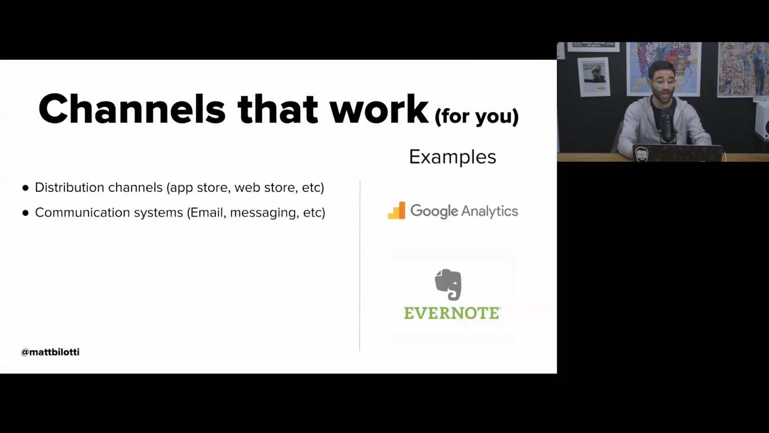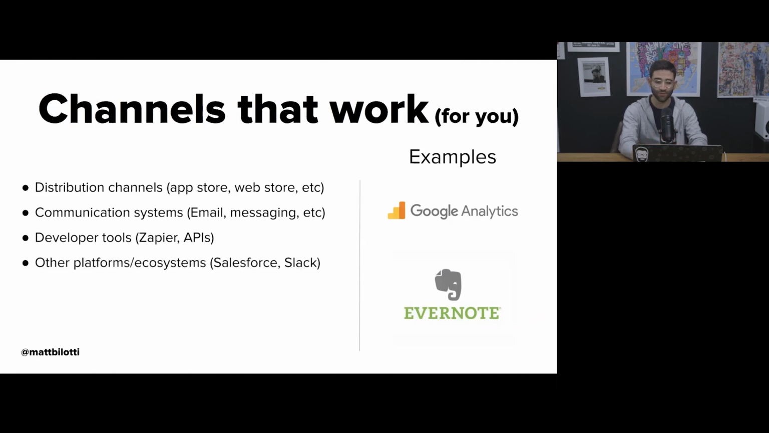You could have a communication system like email, like I just mentioned with Superhuman, messaging, maybe something like a keyboard on a messaging tool. Developer tools is an underrated thing here, right? If you can get distribution through something like Zapier or having really great APIs, that is a good thing to leverage. Additionally, there are other platforms and ecosystems such as Slack and Salesforce, right?